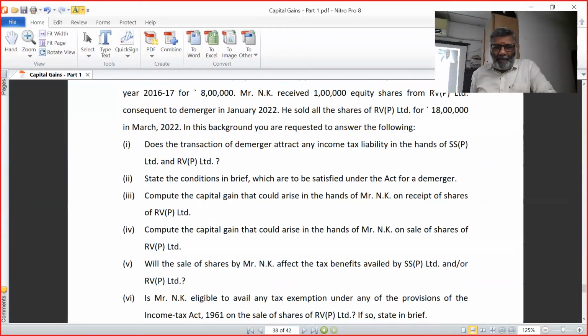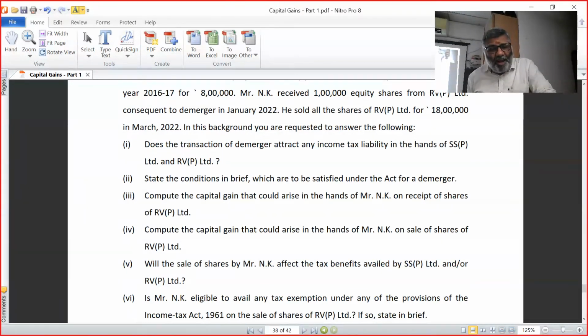Compute the capital gain that could arise in the hands of Mr. NK on sale of shares of RV Limited. Third question: compute the capital gain that would arise in the hands of NK on receipt of shares of RV Limited. Not taxable because it is not regarded as transfer. Fourth, we will do that computation: compute the capital gain that could arise in the hands of NK when he sold the shares of RV Limited.